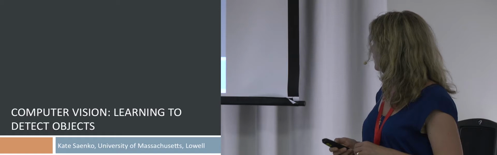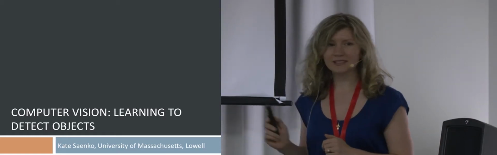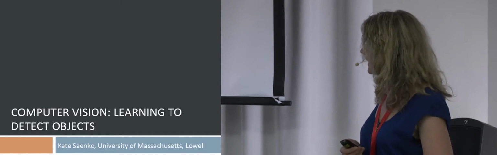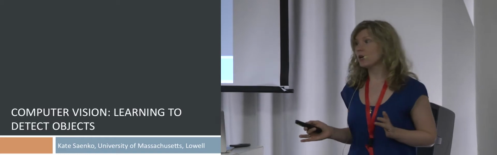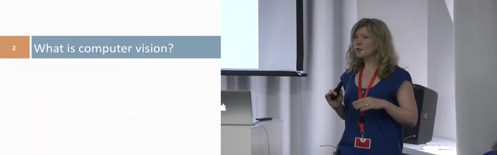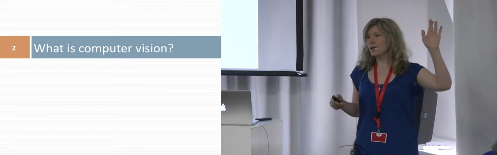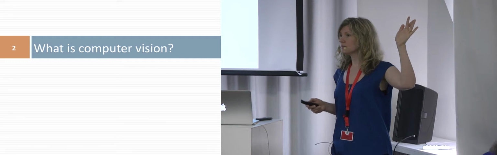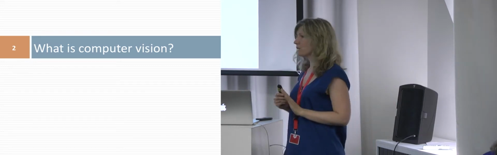Okay, so the title of my talk was simplified a little bit, but essentially what I want to talk about is how to detect objects in images. So first, just for those of you who don't know what computer vision is, how many people here have never heard of computer vision? Okay, so most people know this. So I'm going to go through this very quickly.